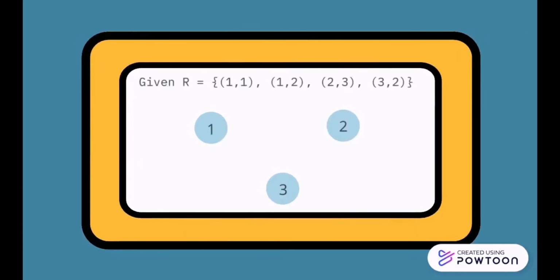This digraph is based on R. Edge (1, 1) will display a loop. Edges (3, 2) and (2, 3) are shown as parallel.